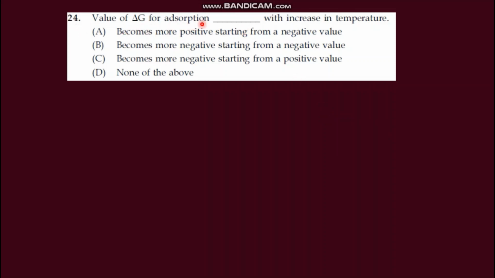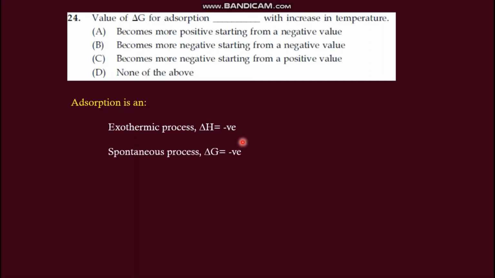Next, the value of delta G for adsorption dash with the increase in temperature. Become more positive starting from a negative value, become more negative from a negative value, become more negative from a positive value, none of the above. First, we have to find out what is meant by adsorption, or what are the effects that will result from adsorption. Adsorption is an exothermic process. For an exothermic process, delta H will be negative, and adsorption is a spontaneous process. Spontaneous means delta G will be negative, and adsorption means randomness decreases.